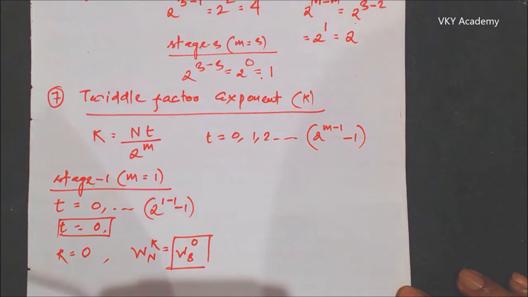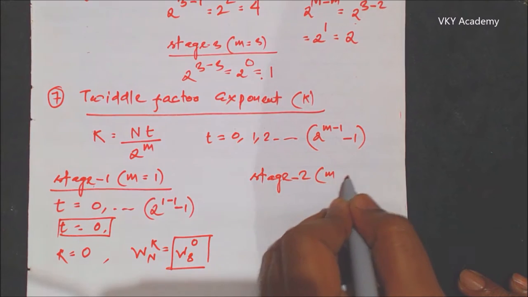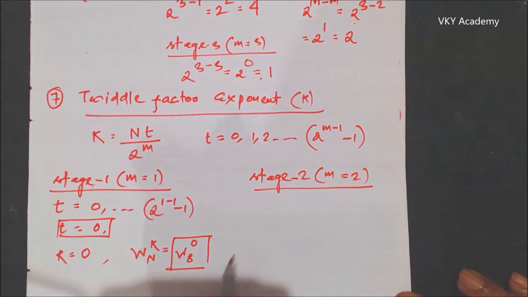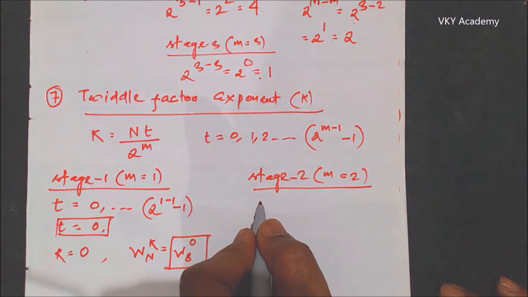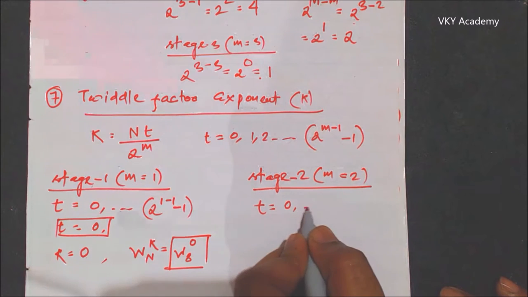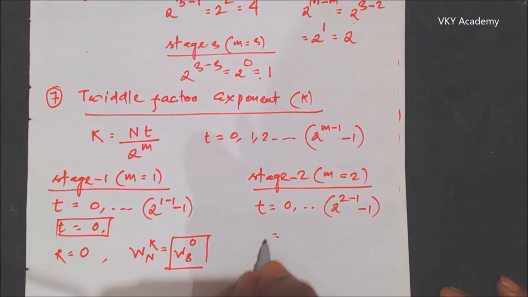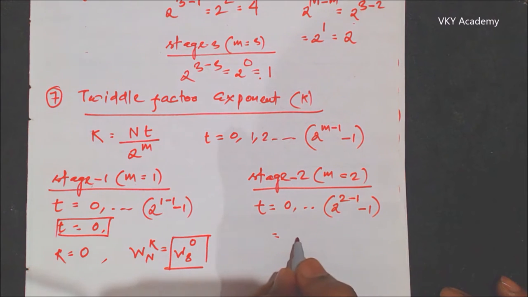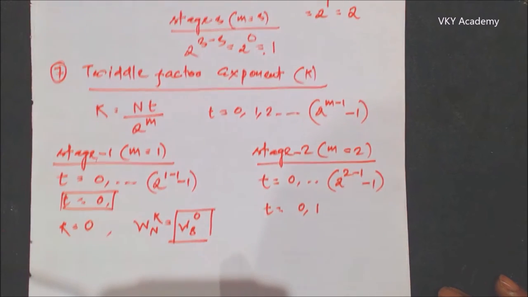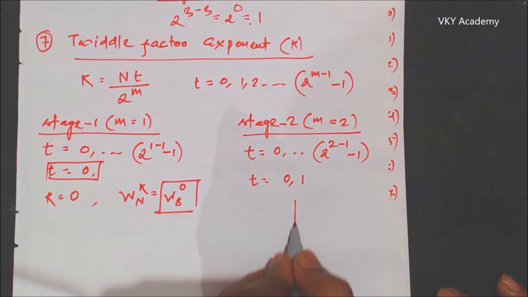Let us calculate the twiddle factor exponent for stage number 2, where small m is equal to 2. Let us calculate t first. T will be equal to, starting from 0, up to 2 to the power m minus 1, minus 1. 2 to the power 2 minus 1 is 2, and 2 minus 1 is 1. So starting from 0 to 1, we have two values of t for stage number 2. So we need to calculate the value of k for two values of t.